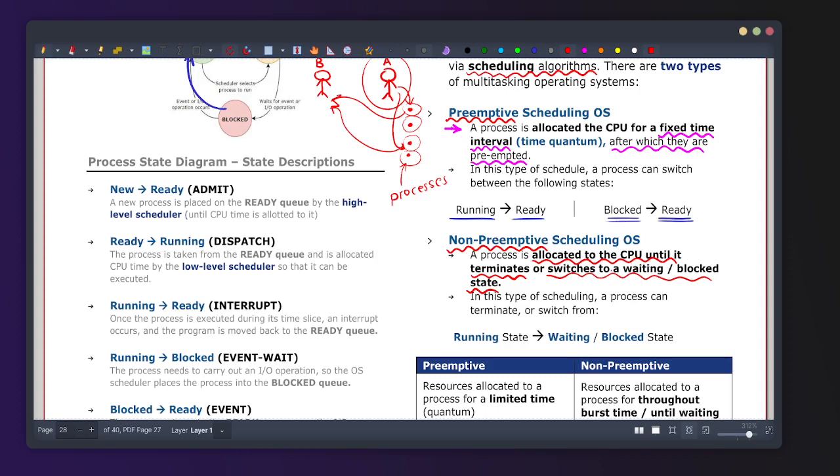So a process is allocated to the CPU until it finishes, like until you finish billing all your items in the cart, or until you switch to a waiting or block state, which is like you telling the cashier, please wait, let me get one more item and come back. So in this scheduling system, what can happen? A process that is in a running state can go to the block state, and a process that is in the block state can come back to the running state.